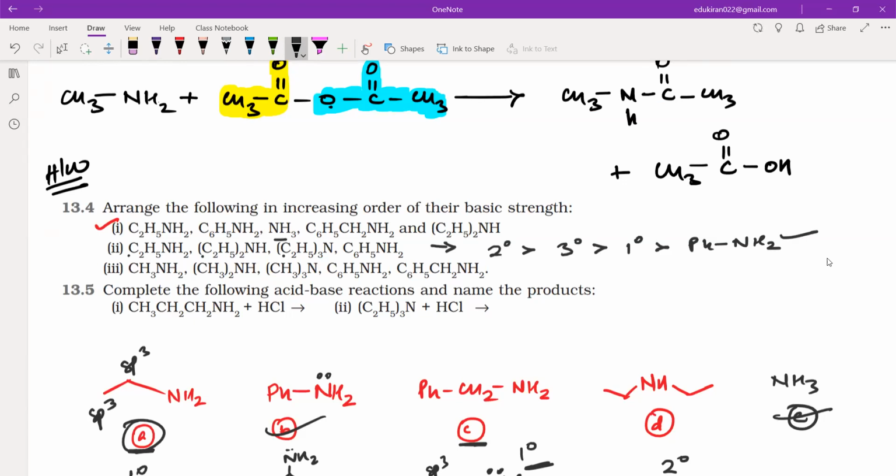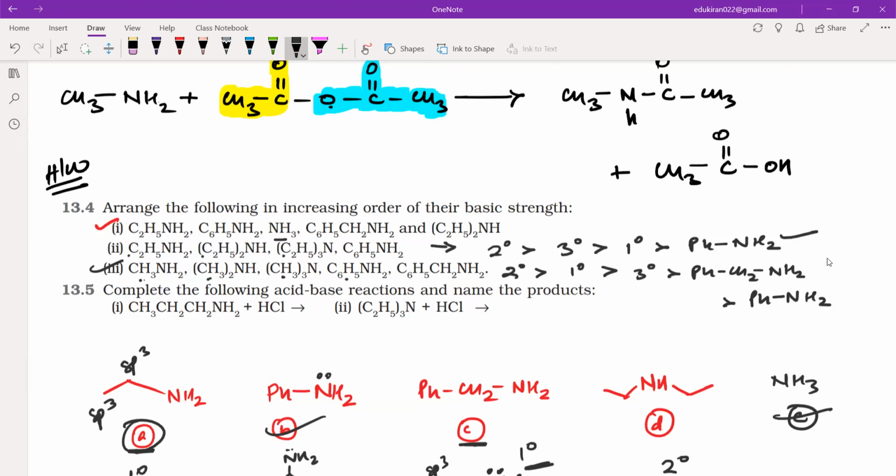Next, the third one in which we have methyl. Here we have methyl 1 degree, 2 degree, 3 degree. Then we have C6H5NH2, which is going to be the last, and we have C6H5CH2NH2, which is going to be second last. The most basic will be 2 degree again here also, followed by 1 degree. You can look at the notes; this is the same question. You have done methyl and ethyl with different degrees of amines: 2 degree, then 1 degree, followed by 3 degree, followed by PhCH2NH2, followed by PhNH2.